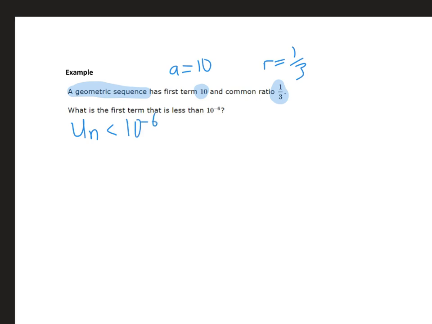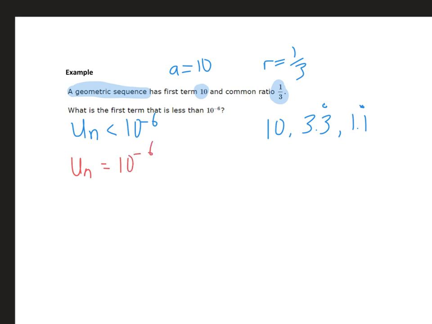So first of all, let's just look at what my sequence looks like. So I get 10. To get the second one, I times by a third. So I get 3.3 recurring. Times by a third again, I get 1.1 recurring. So it's constantly getting smaller. And it's asking what will be the first term when it's less than 10 to the minus 6. So since I'm using inequalities, it's probably easier to think of this as equals. So by solving equals instead, un is equal to 10 to the minus 6.